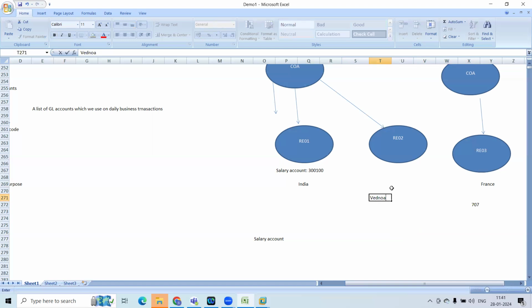Imagine vendor A, vendor B, vendor C. Like this, we have so many GL accounts. No, I should not say vendor, it's a wrong word. Vendor is a subledger. Again, you will get confused in the next class.